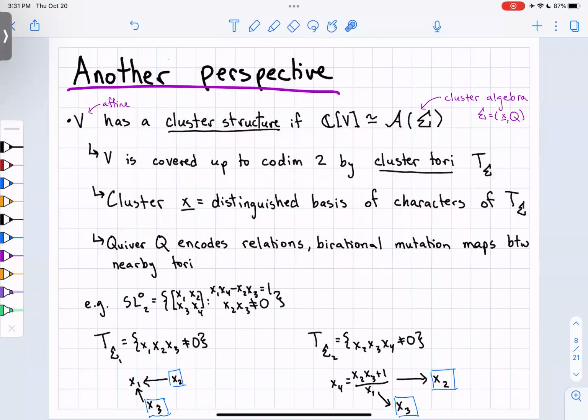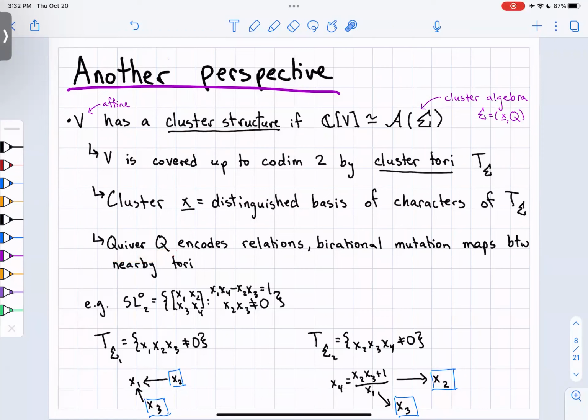Okay. So that's this cluster stuff. So you can see when I said that the seed was just combinatorial information, I was kind of lying. So this part of the information of the seed is, well, it's geometric, right? I'm identifying a torus for each, right? The seed is, I'm picking a torus, and I'm also picking a distinguished basis of characters on that torus. That feels pretty geometric.